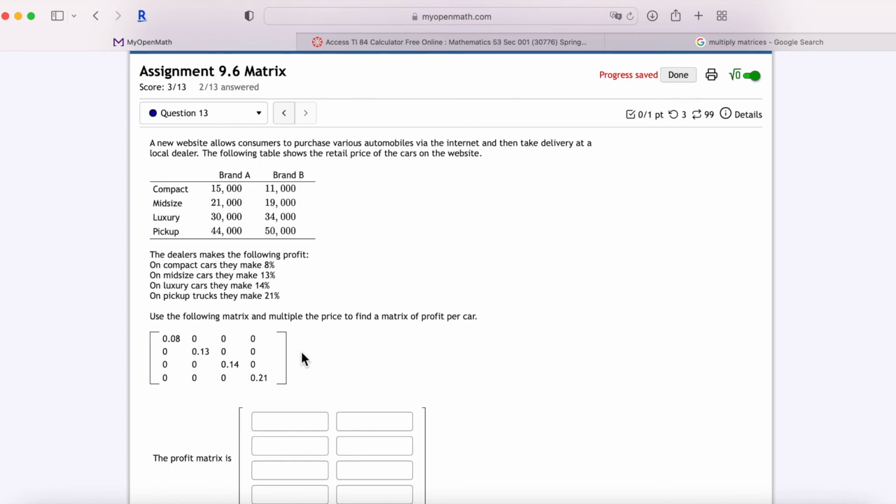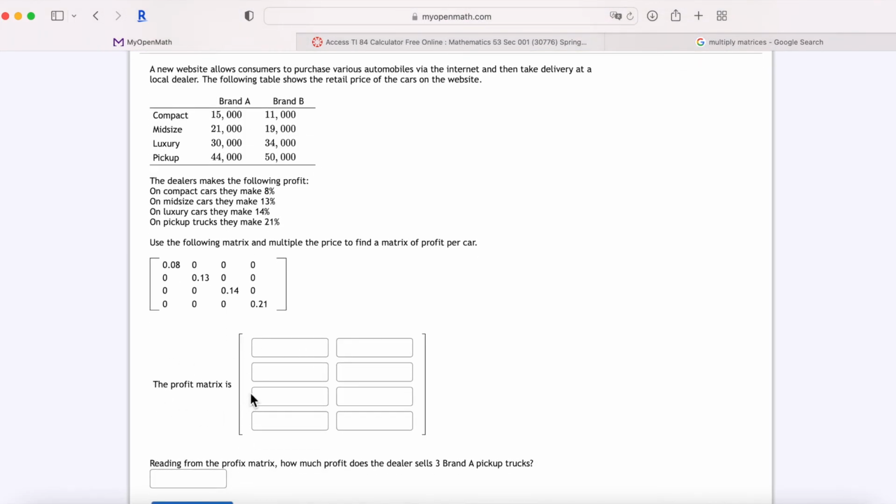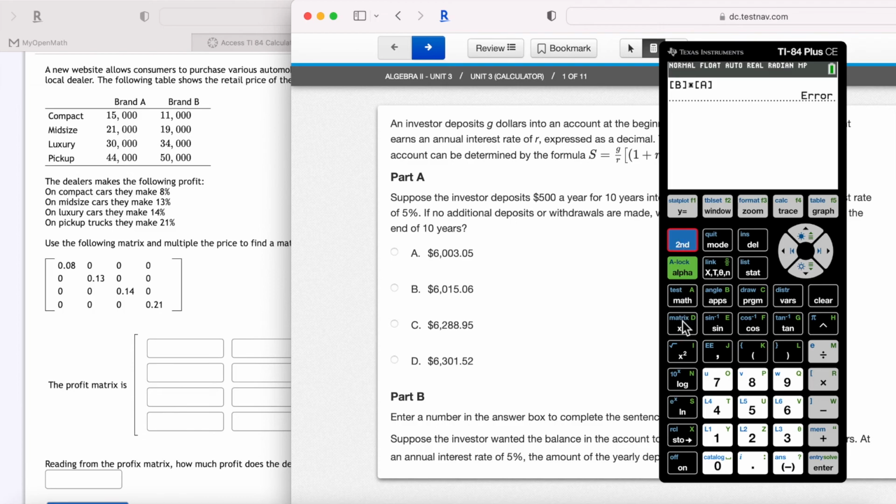So now, in order to find the profit matrix, you need to multiply these 2. So I will enter this into one matrix and then this into another matrix and multiply them. So I'll go to matrix and edit. I'll save the first one in C. I have 4 by 2.